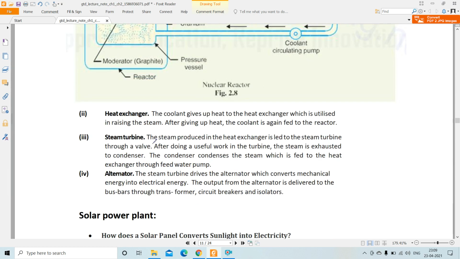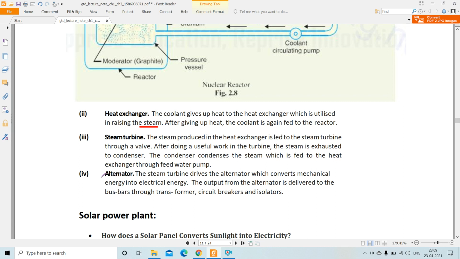So the next one is the heat exchanger. The coolant gives off heat to the heat exchanger, which is utilized in raising the steam. After giving off heat, the coolant is again fed to the reactor. Then the next part is the steam turbine. The steam produced in the heat exchanger is led to the steam turbine through a valve. After doing useful work in the turbine, the steam is exhausted to the condenser. The condenser condenses the steam, which is fed to the heat exchanger through the feed water pump.